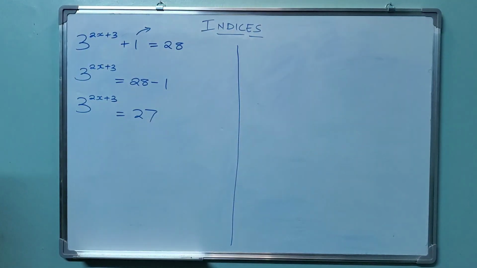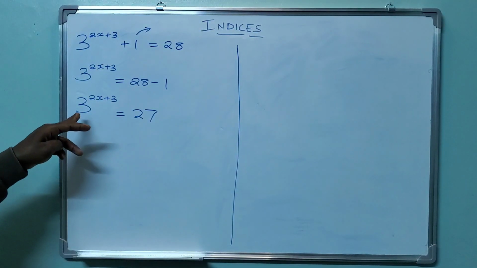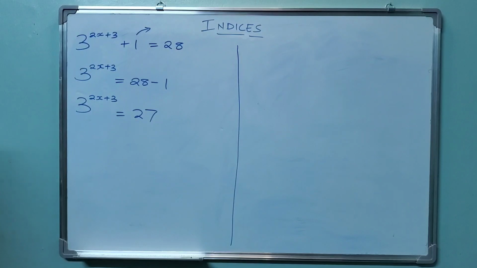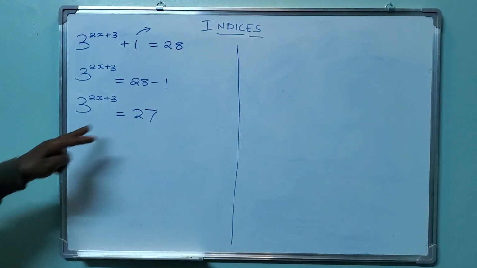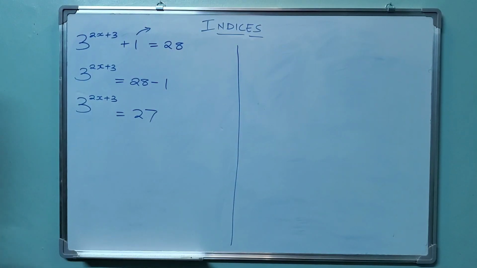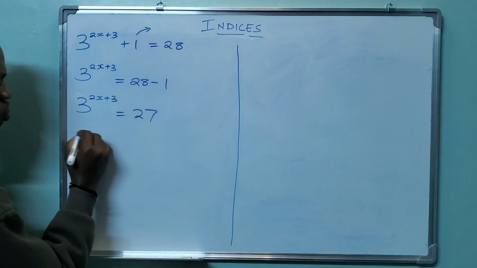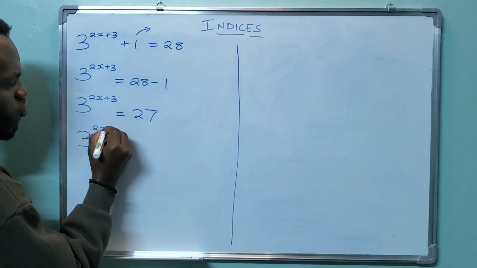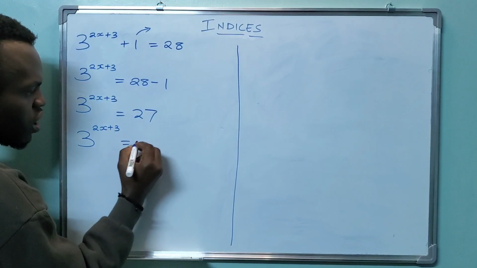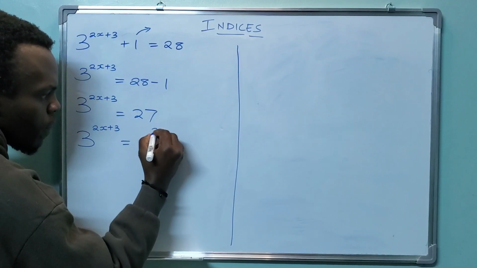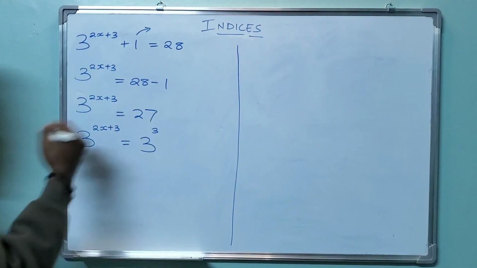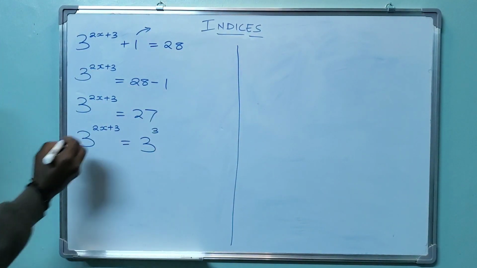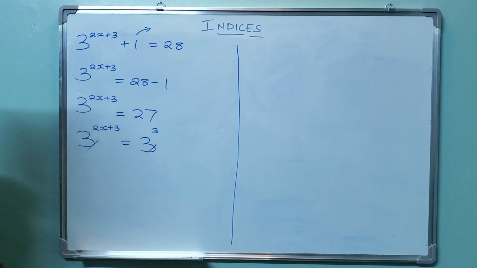If I want to work out that, I know now I can make 3 and 27 to the same base. I told you it is very simple. 3 and 27 into the same base, which means I can make them to base 3. So I'm going to have here 3 raised to power 2x plus 3 being equals to 3 raised to power 3 there. Because now I've made them to the same base, the bases are not going to be important at this specific moment.